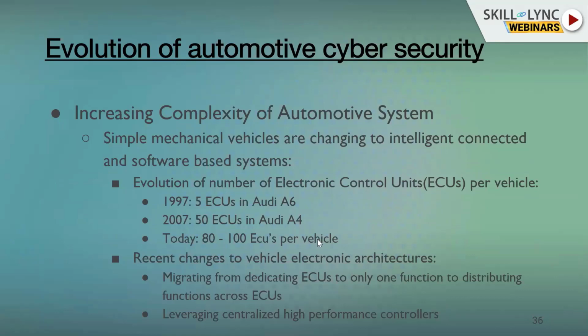If you look at high-end luxury vehicles, there are 80 to 100 ECUs. So you can understand the level of complexity increasing in the field of automotive. Now, recent changes in vehicle electronic architecture: migrating from dedicated ECUs, where each ECU has only one function, to distributing functions across the ECUs. There is something called SOME/IP.